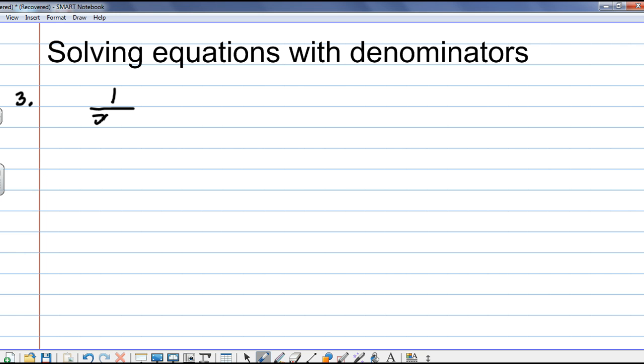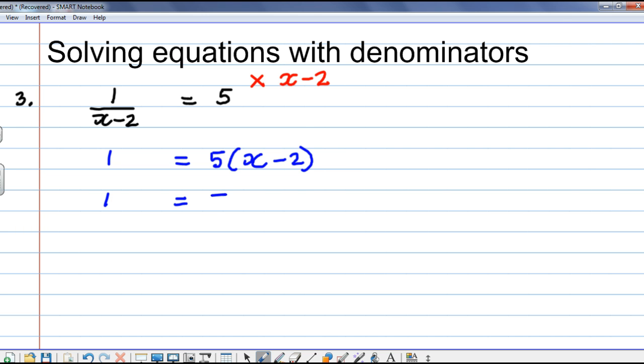Here we go. 1 over x minus 2 equals 5. So, same game plan, get rid of the denominator. So multiply everything by x minus 2. So 1 divided by x minus 2 times x minus 2 becomes 1. And then on the right hand side I get 5 times x minus 2. Now put it in brackets because I'm multiplying the whole thing by x minus 2. Expand the brackets on the right, we get 5x minus 10.